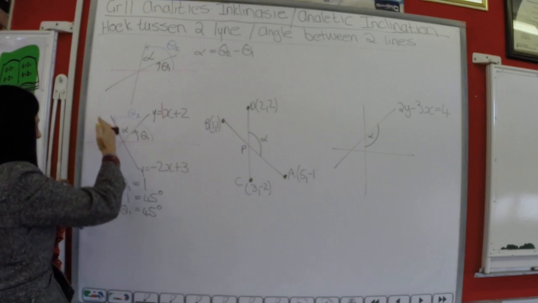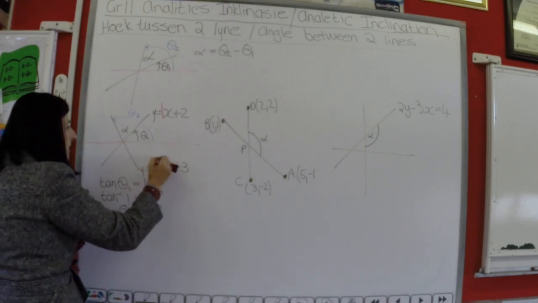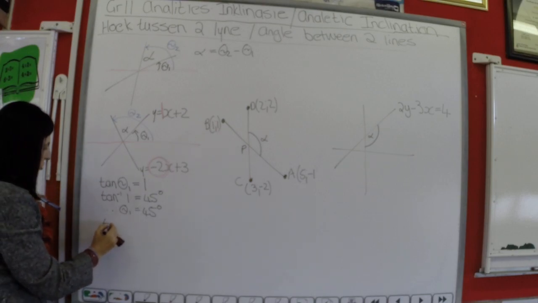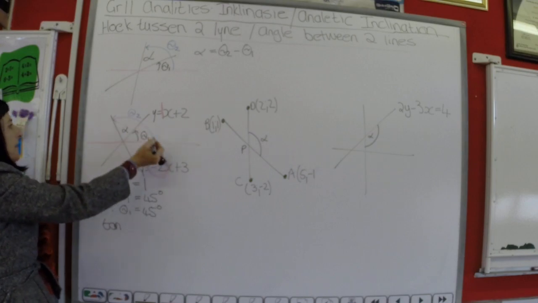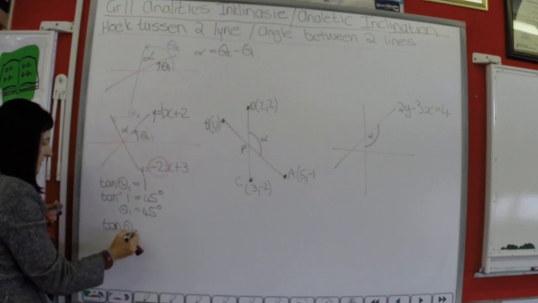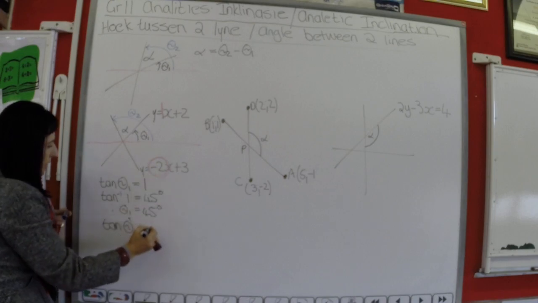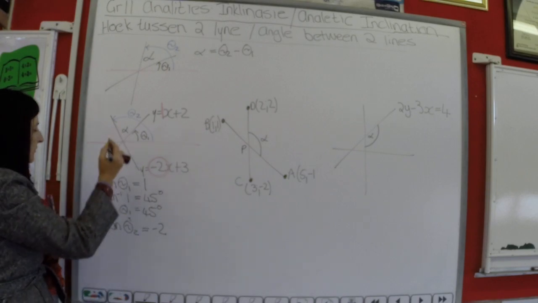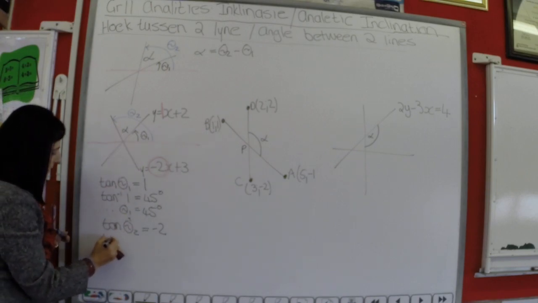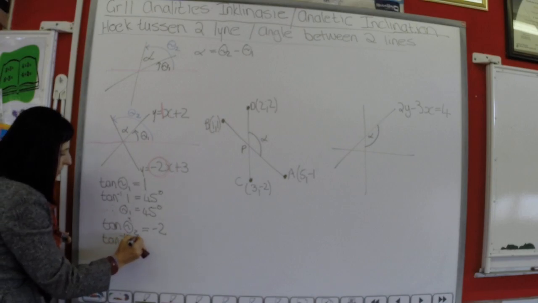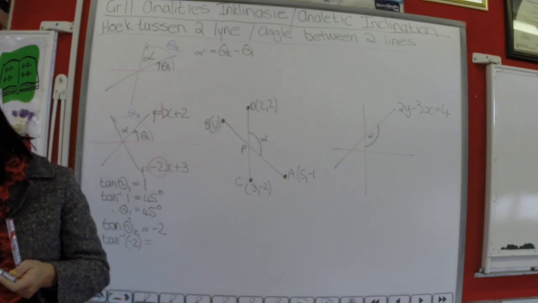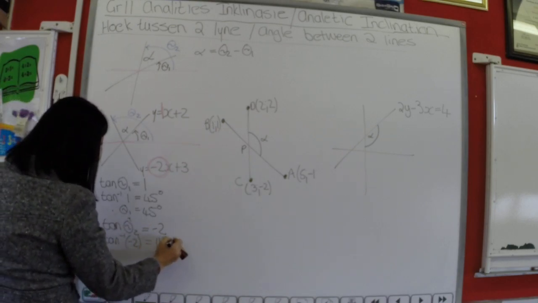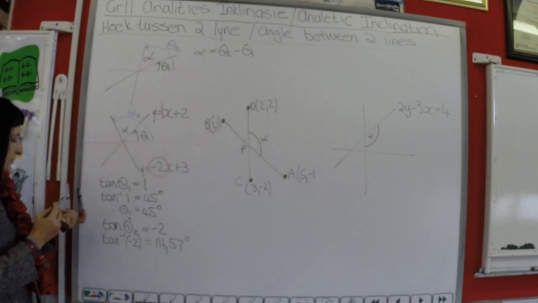Ons gaan kyk hierdie afdraande lyn. Wat is die gradiënt van die afdraande lyn? And I know that the tangent of whatever the size of that angle is equal to minus 2. En uit my kennis weet ek dit gaan dan 'n stomphoek moet wees. So I'm going to use my second function of minus 2 and that's going to give me an obtuse angle of 116,57. So now I've got all the info to determine alpha.